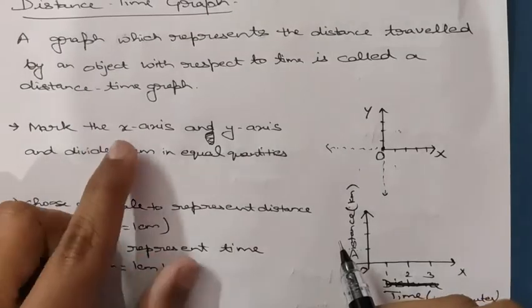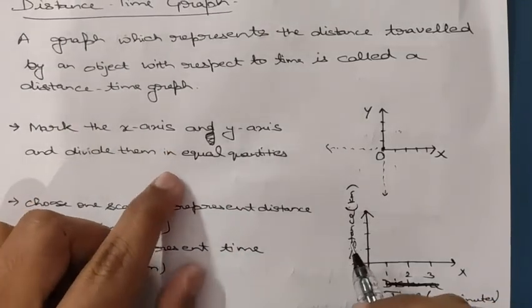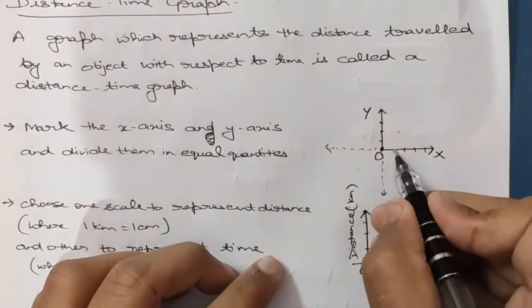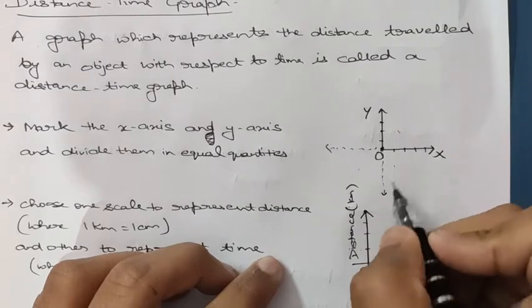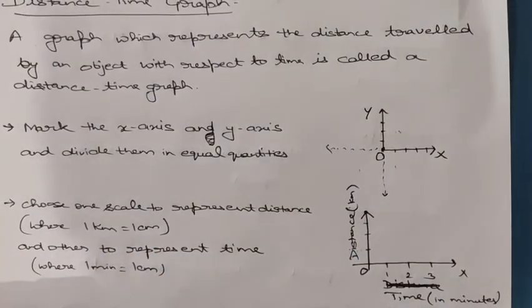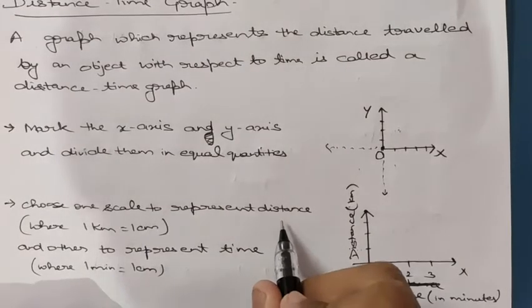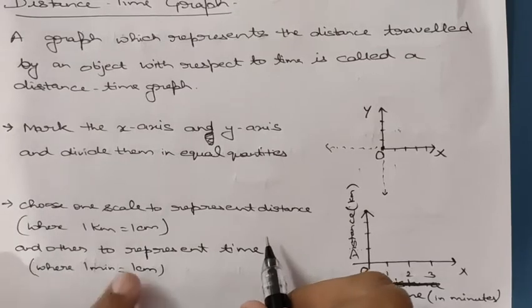O point is called origin, and here it is X and here it is Y. So the first point, mark the X-axis and Y-axis and divide them in equal quantities, because you know in graph paper the lines are given at equal distances, so you can divide them easily. Okay, second and the most important, choose one scale to represent distance.